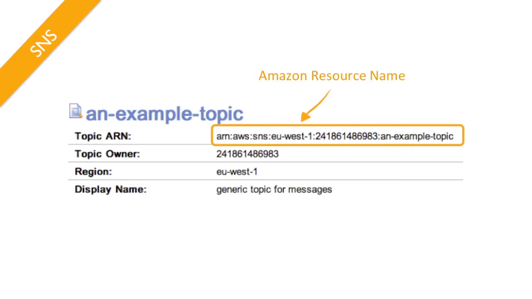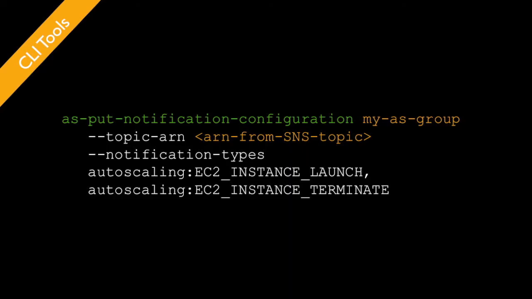Now when you create an SNS notification, in fact when you create anything in AWS, everything has an Amazon Resource Name, an ARN. We can see here an example topic with a topic ARN highlighted. That's its unique identifier. So I can use that ARN in order to put a notification on my auto-scaling group. The third command at the command line that I could do by hand is as-put-notification-configuration against my auto-scaling group, and then bang in the topic ARN from my SNS topic.